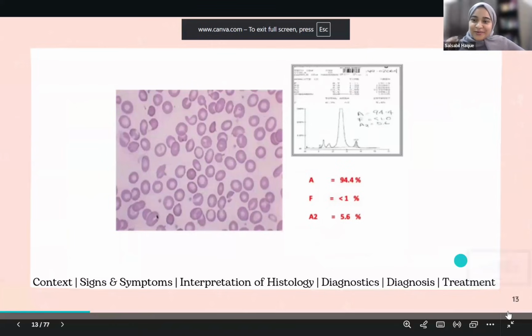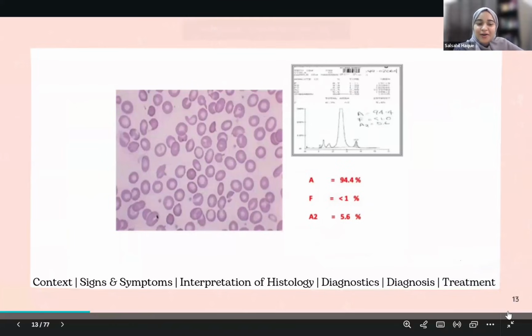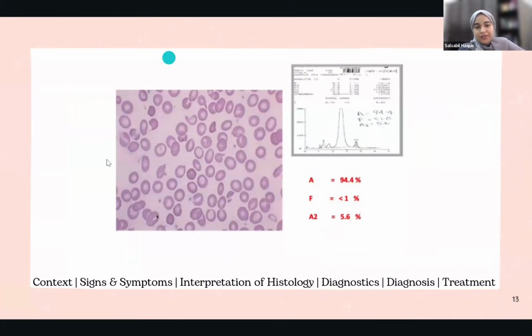Okay. I kind of already showed the answer, but okay, what are you seeing here? Here you're going to see something called target cells. And this is something called HPLC or liquid chromatography, or in other words, it's electrophoresis as well. It serves the same purpose.